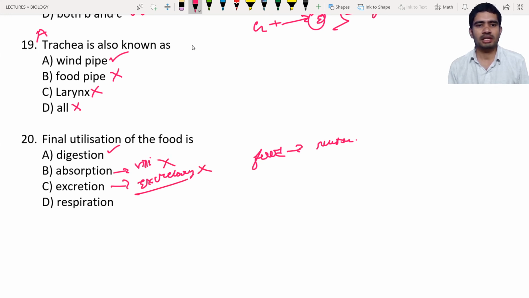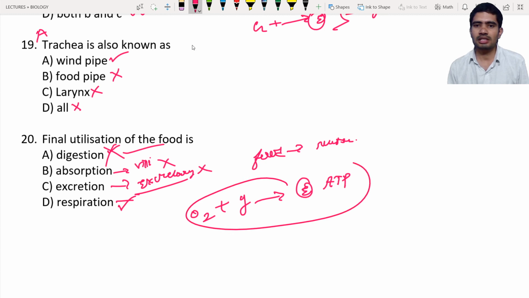Okay. So next, respiration. Yes, the respiration is correct. Why? Because in the respiration, the oxygen is utilized. Oxygen is going to combine with the glucose molecules, that is a nutrient produced after the digestion, leading to the production of the energy, that is ATP. Okay. Hence we can say that here the food is completely utilized. Okay. So hence we can go for the option D, respiration.